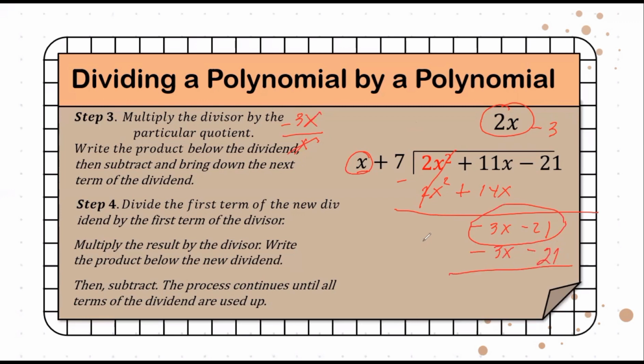And then, subtract. Okay? Don't forget the rule under subtraction. Copy, opposite, change. Negative 3x minus negative 3x magiging negative 3x plus 3x na siya. So, 0 na yan. And then, negative 21 plus 21 is equal to 0. Therefore, the quotient when you divide 2x squared plus 11x minus 21 by x plus 7 is equal to 2x minus 3. So that's how you deal with dividing a polynomial by a polynomial.